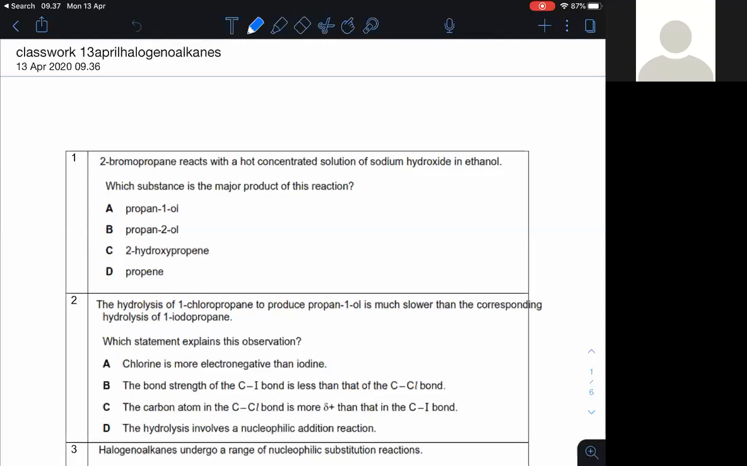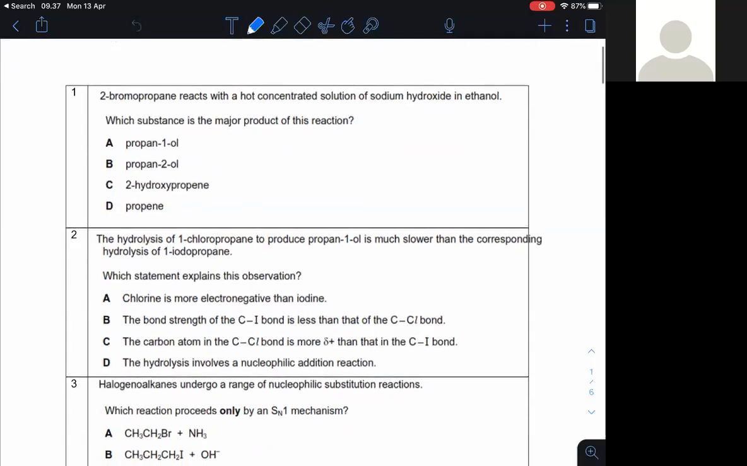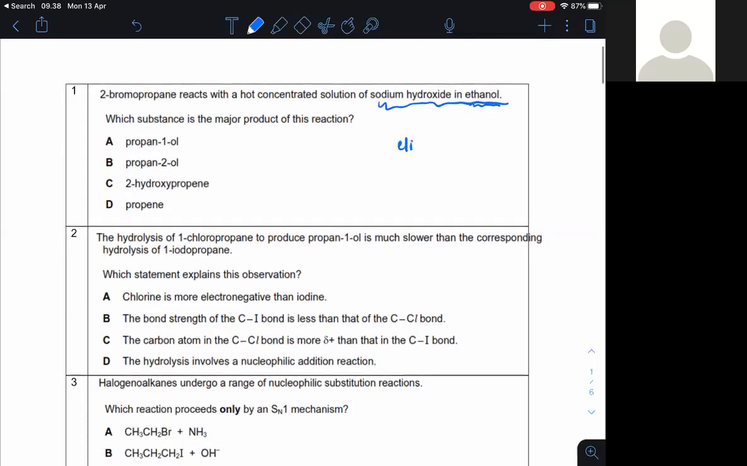Yes. All right. So the first question is about 2-bromopropane reacting with hot concentrated sodium hydroxide in ethanol. When you have sodium hydroxide in ethanol, what kind of reaction will take place? Ethanolic sodium hydroxide. Not substitution. When you have ethanol, we have an elimination reaction.